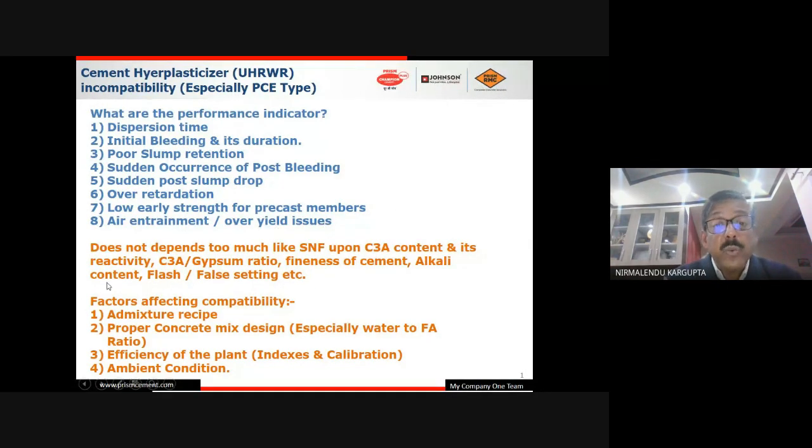PC does not depend too much, like SNF does, upon C3A content or its reactivity. You have not seen flash setting or false setting happening with it; these problems are not there at all. Why? Because it works on steric repulsion, on its bulky body structure, by force. Nobody can prevent it. It is not attracting by charges. They have some momentum, so it works like that, steric.